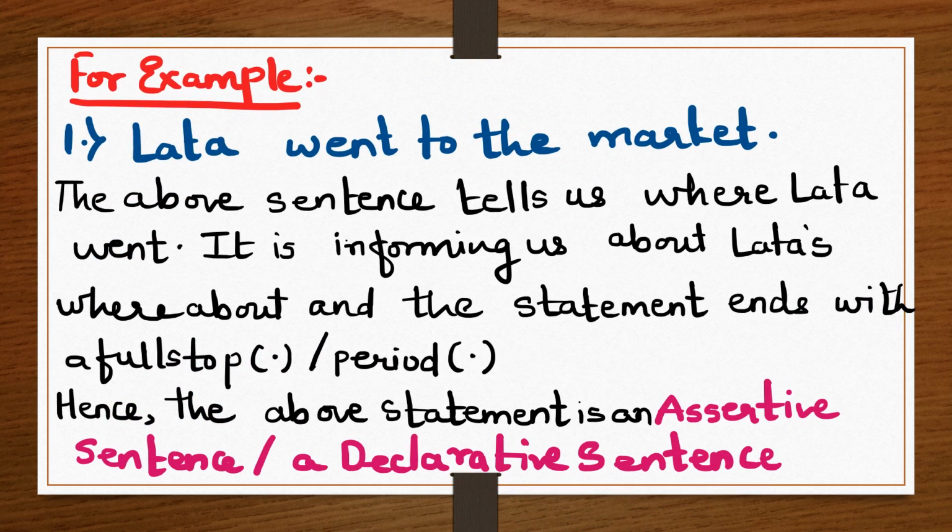Let's take an example. The first example is Lata went to the market. In the above sentence, we can understand where Lata went. It is informing about Lata's whereabouts, and the statement also ends with a full stop. Therefore, this sentence is an example of an assertive sentence.